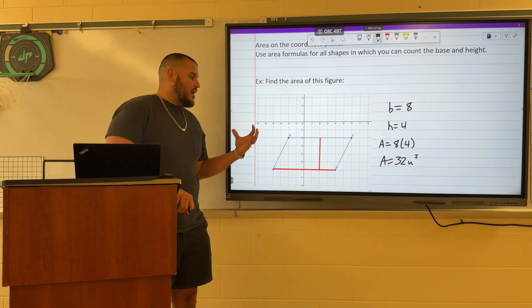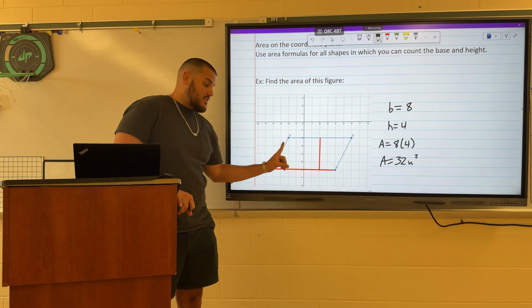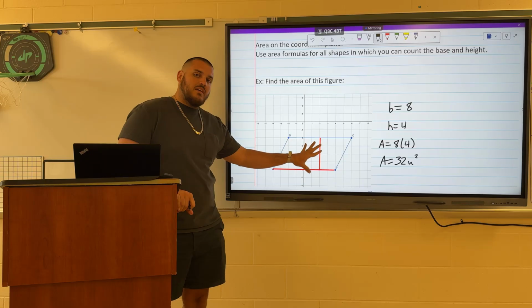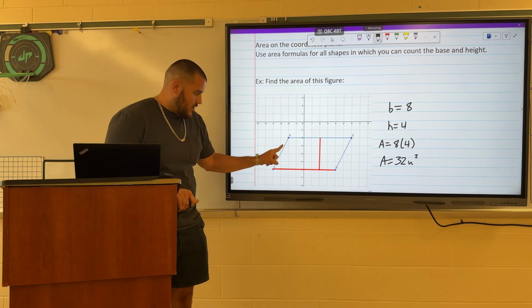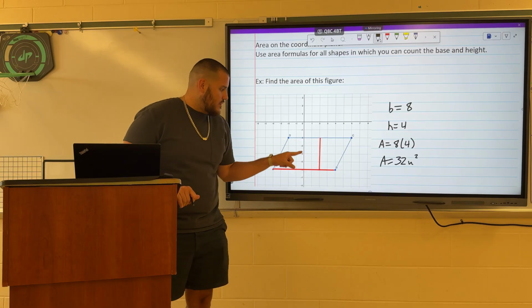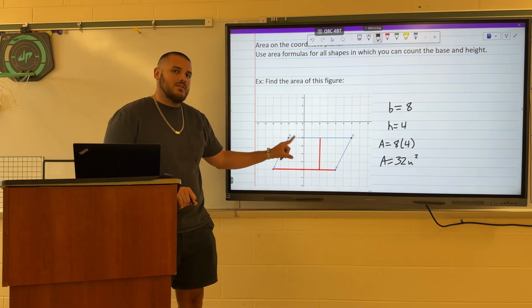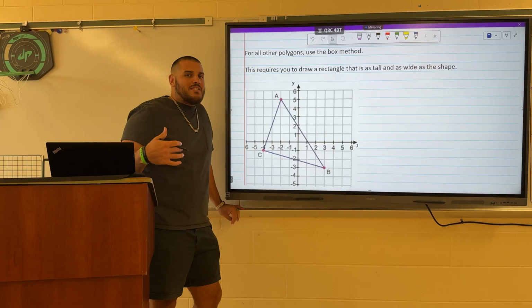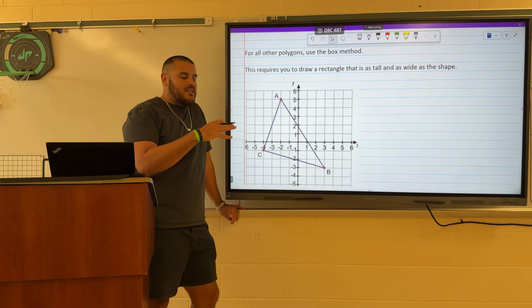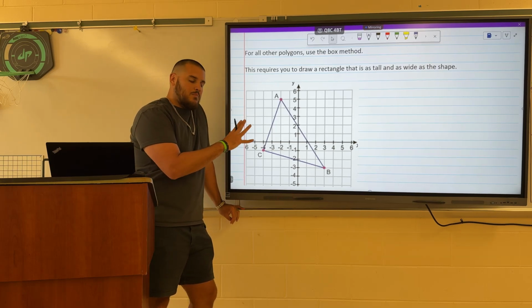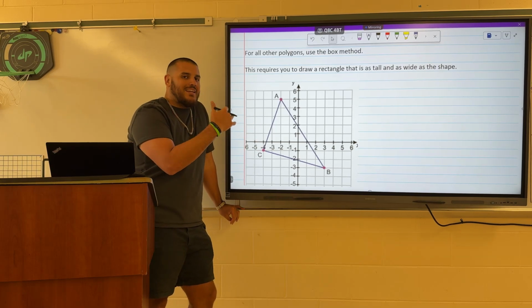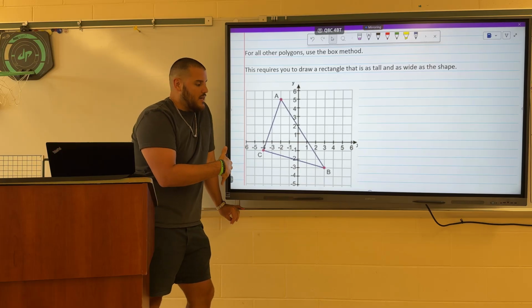Remember what I said earlier, area is literally, when we're looking at this, the number of squares that fit inside of that shape. So if we include all those little portions, there would be exactly 32 squares inside of this parallelogram. Perhaps the biggest challenge in this lesson is how we find area when a shape is graphed in a way where we cannot count the base and the height of the figure.